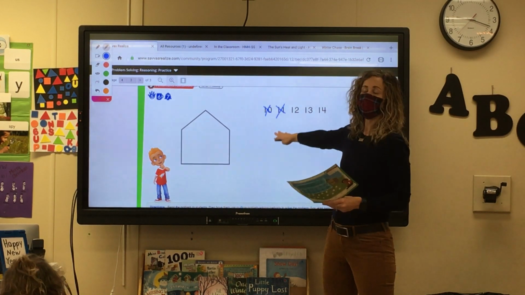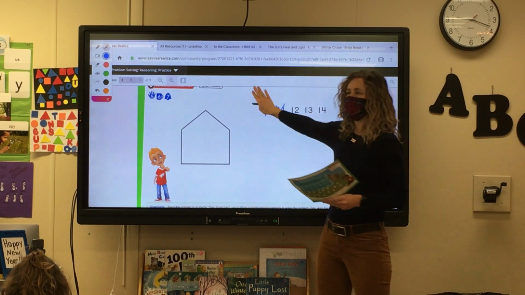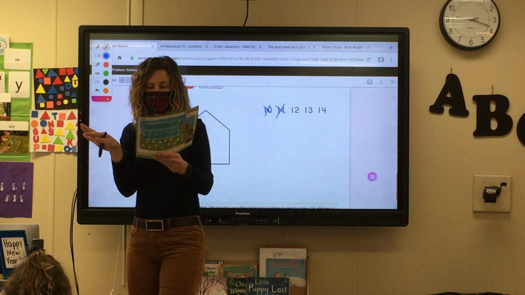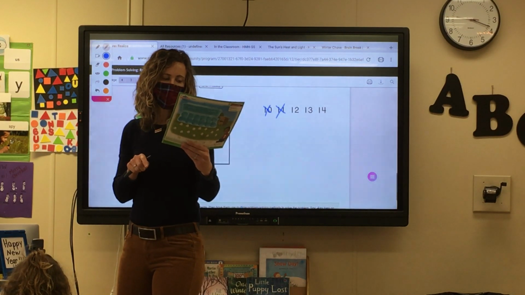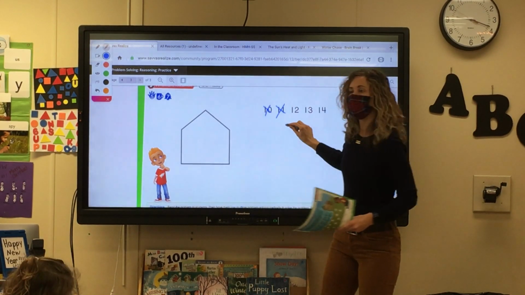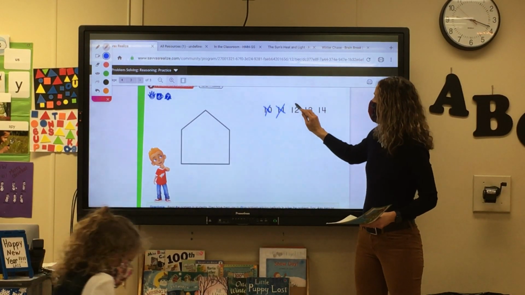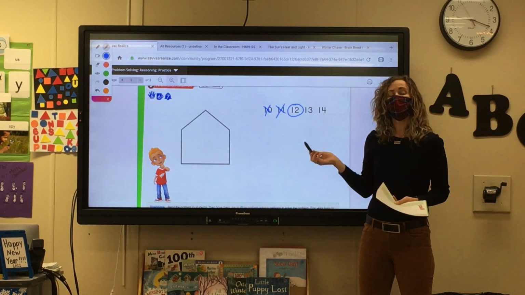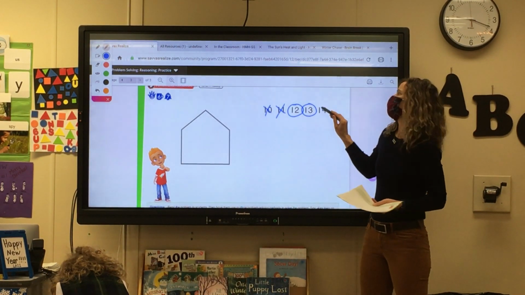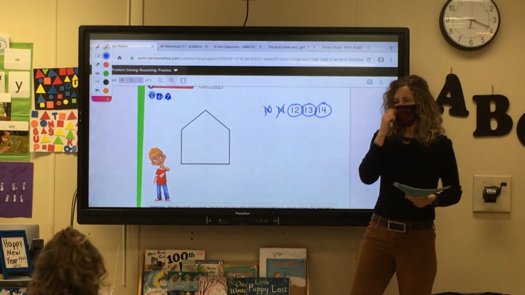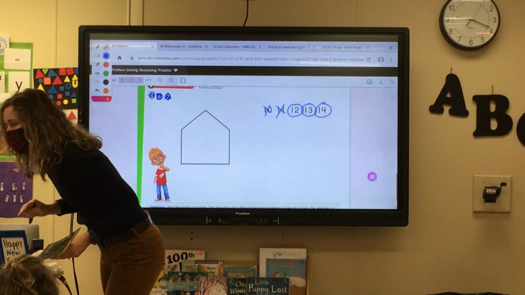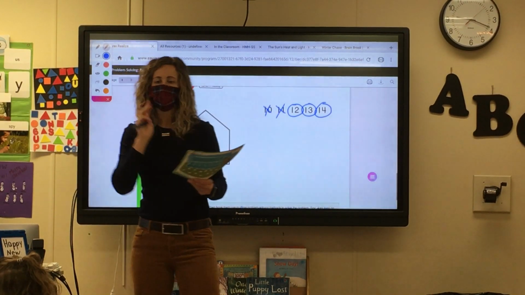So 10 and 11 do not fit the clues, right? Because it has to be greater, larger than 11. So 10 and 11 are out. It says draw a circle around the numbers that tell the number of cats that could be on the farm. So could there be 12? Yeah, that's greater than 11. So let's circle 12. Could it be 13? Yes. Could it be 14? Yes. Okay, so we're going to circle 12, 13, 14. It could be those, right, Martin? We're circling those, okay? You got to do it with me.